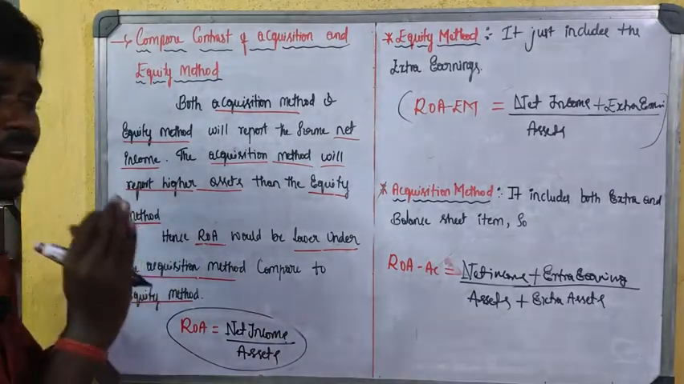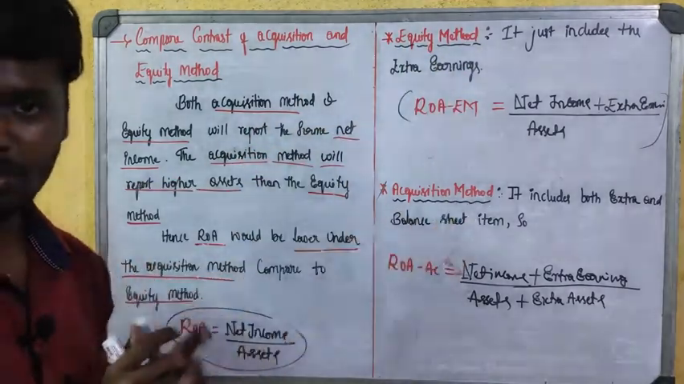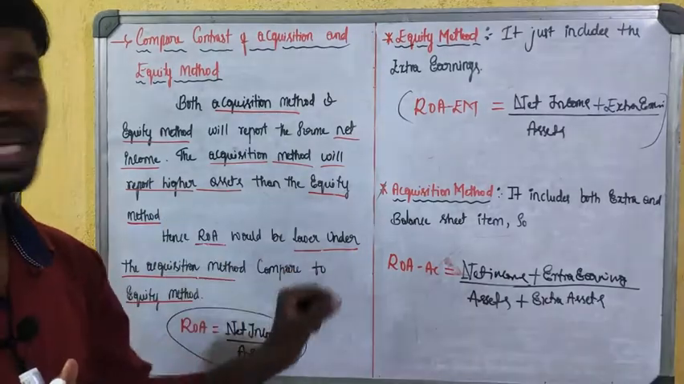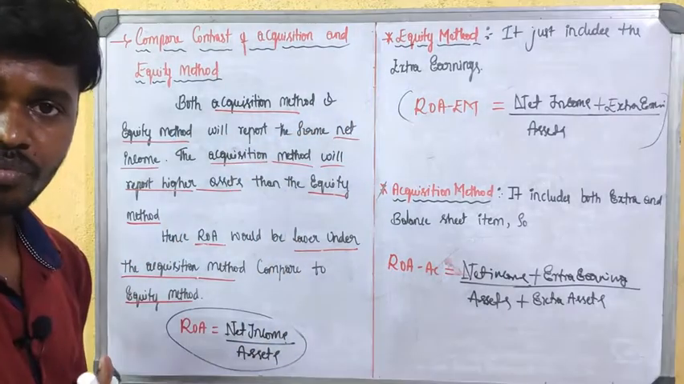So this is the actual concept related to equity method and acquisition method. So if they asked for 2 marks, just write down this concept and with the formula. Okay.